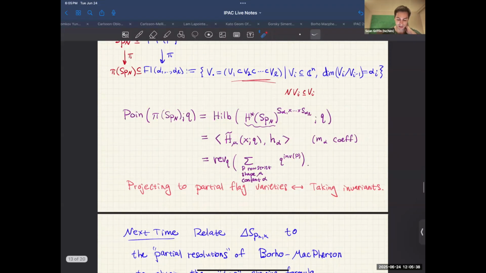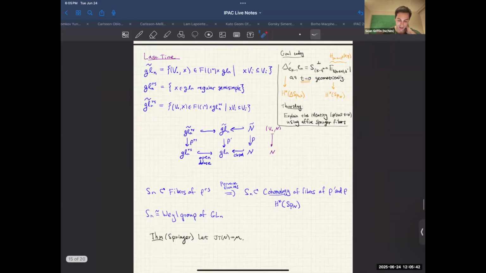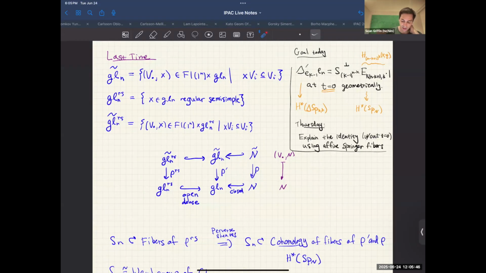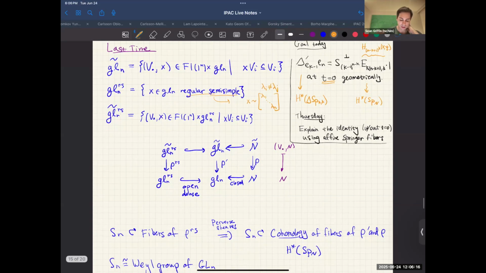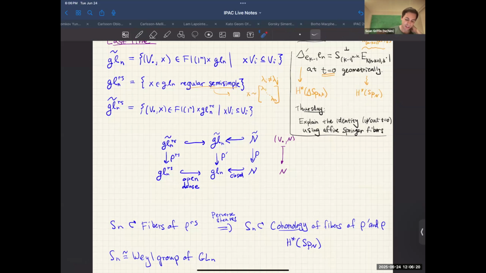And there are a couple of ways of modifying that. One is just to allow any matrices instead of just nilpotent ones. And then above here, the tilde means pairs of flags and matrices with the same condition. But then you can restrict to the regular semi-simple part, meaning diagonalizable with distinct eigenvalues. And again, define pairs of flags and regular semi-simple matrices with the same condition.